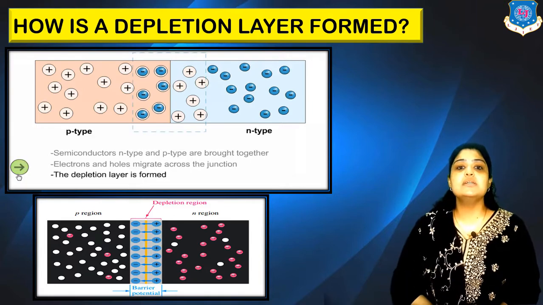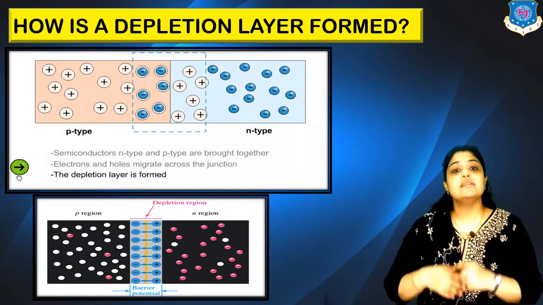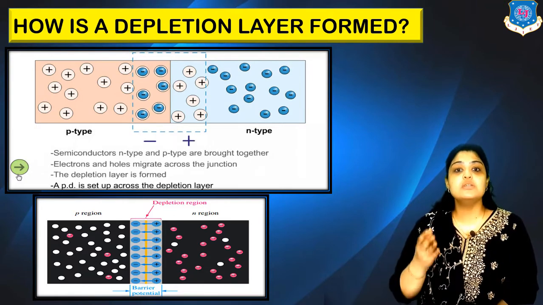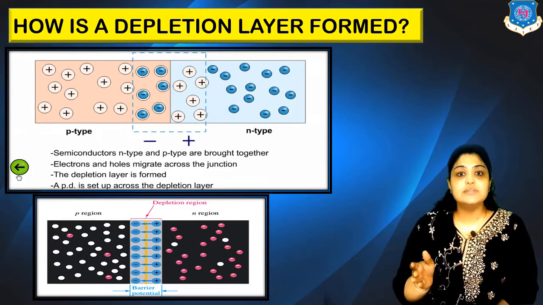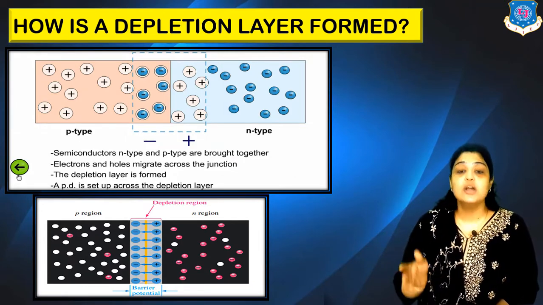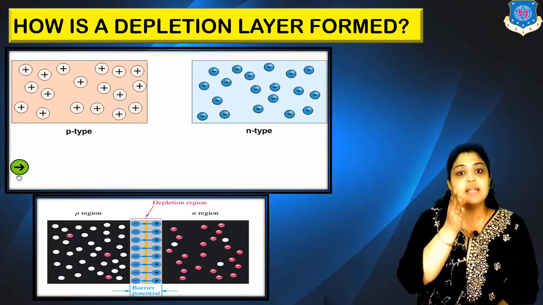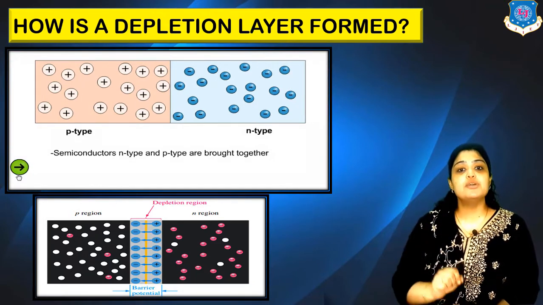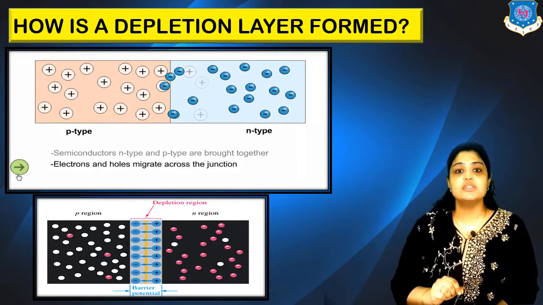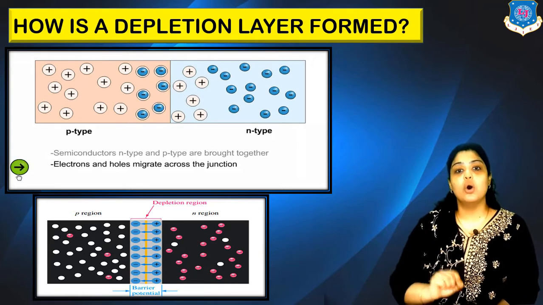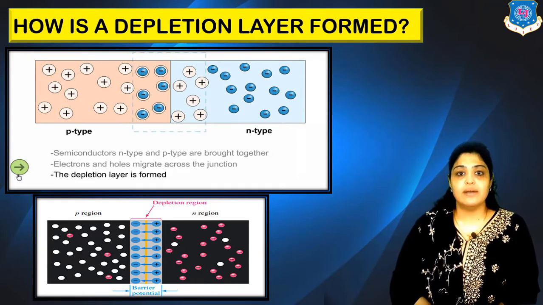This is how the depletion layer is formed. It is because of diffusion of electrons from a higher concentration region, that is the N side, to a lower concentration region, that is the P side, creating a potential difference across the junction which we call the barrier or depletion layer.